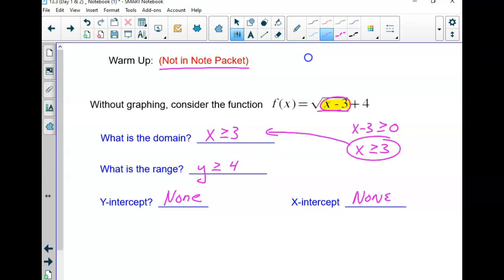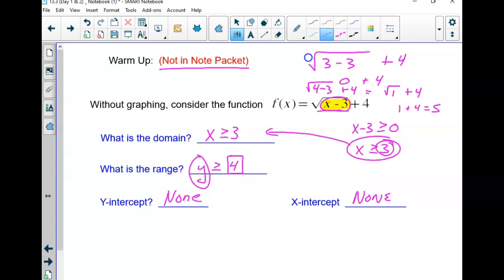To find the range, well, all I'm doing is I'm saying, I know y is talking about my range, and I take that domain value and put it into the function and evaluate the function, and this is going to be 0 plus 4. So when I put the beginning domain value of 3 in there, I know my range is going to start at 4. And then I'm going to pick another number, any number greater than 3, say I put a 4 in there. Well, that's going to give me the square root of 4 minus 3 plus 4, which is the square root of 1 plus 4, which is 5. And 5, this is where you would see your 5, is greater than 4.